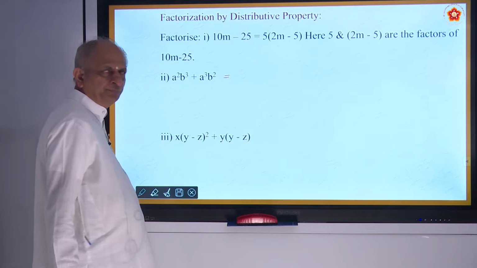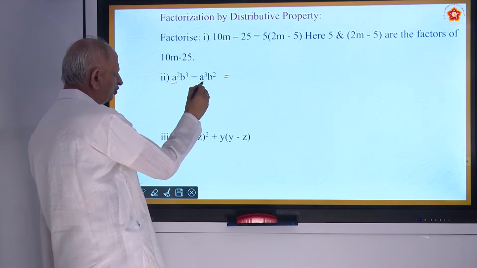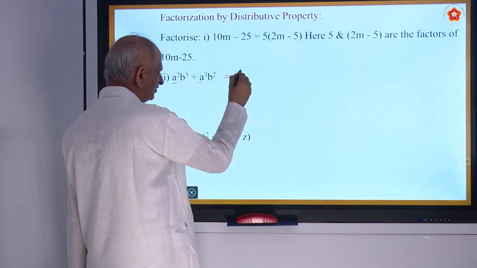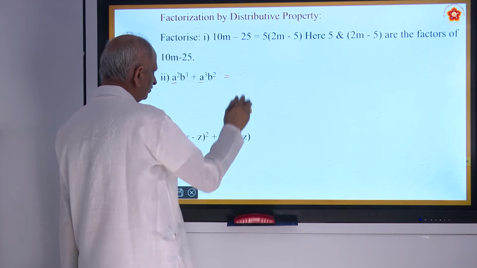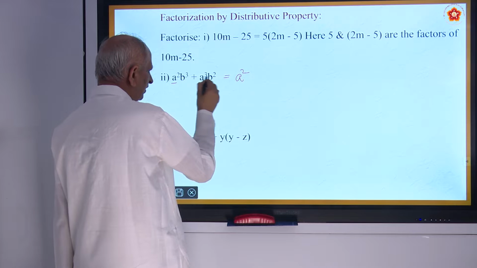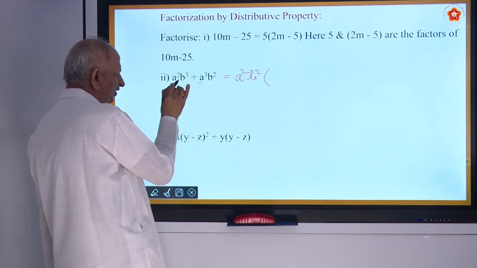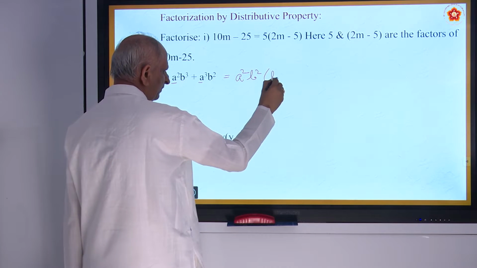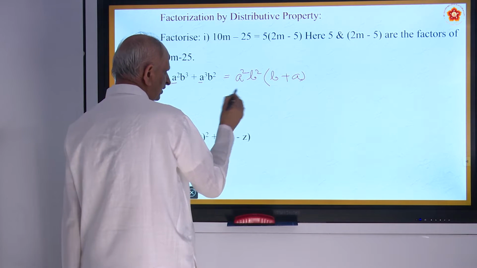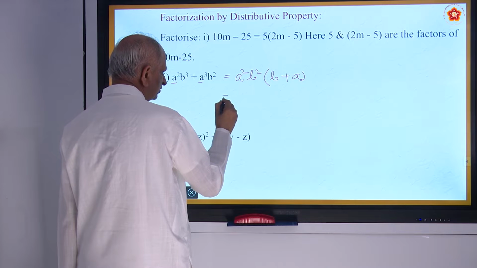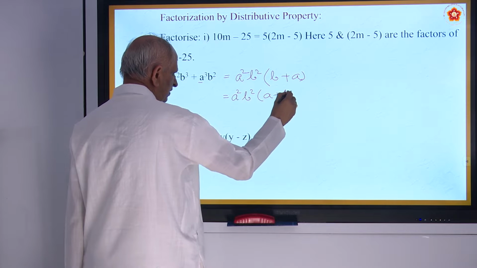Come on. What is common? So common is, see here, a squared and a cube are there. Lowest you must take, that is called HCF. A squared and a cube, lowest is a squared. B cube and b square, lowest is b square. Into, come on, this by this, what remains? B remains. This by this, what remains? A, b plus a. Or you can write it as a plus b also, equal to a squared b squared into a plus b.